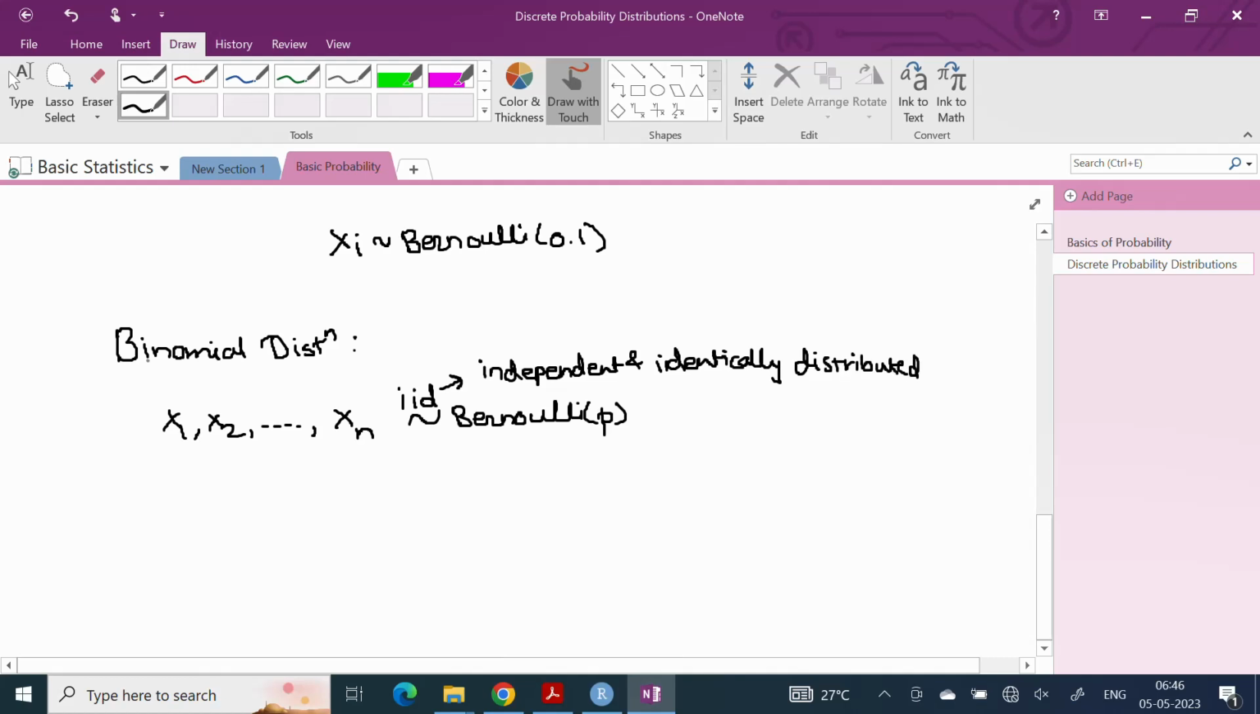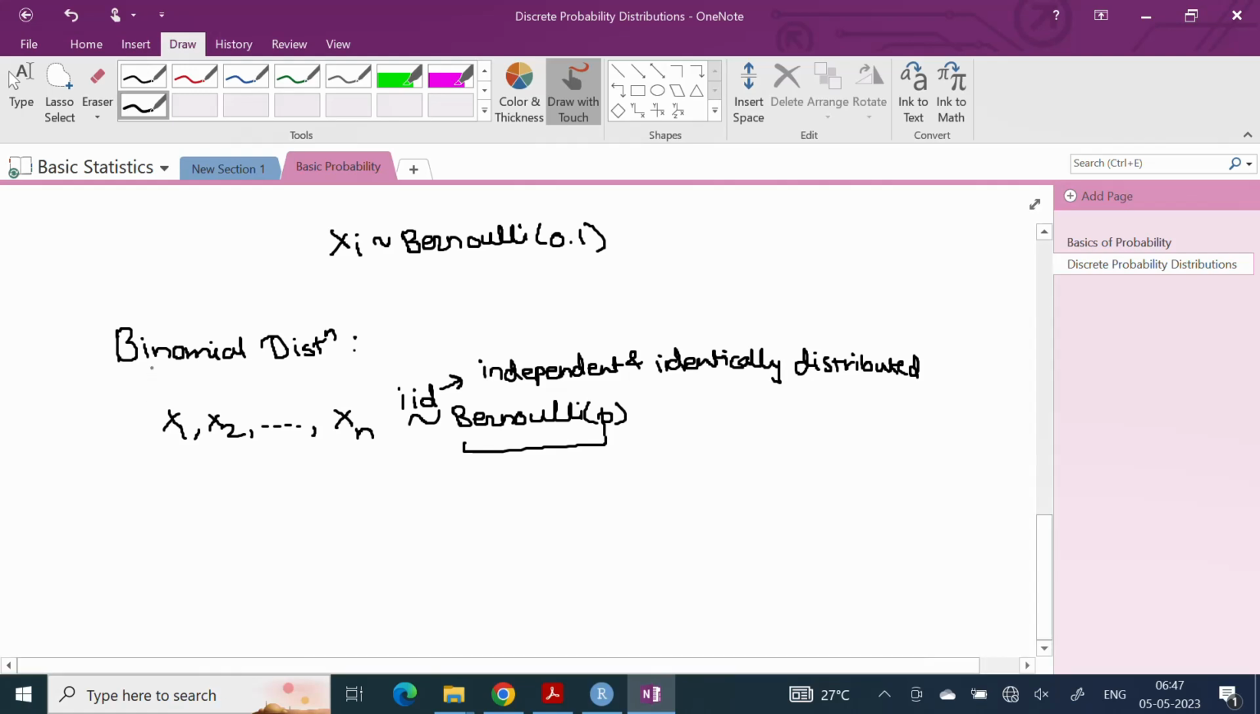Identically distributed means each of them has the same distribution. Each of them is Bernoulli p, so for each x, the success probability is the same p. And independent means the value of one variable does not affect the value of another variable. For example, in the disk case, if x1 is defective, that doesn't tell me anything about x2. x2 still has the same chance of being defective.